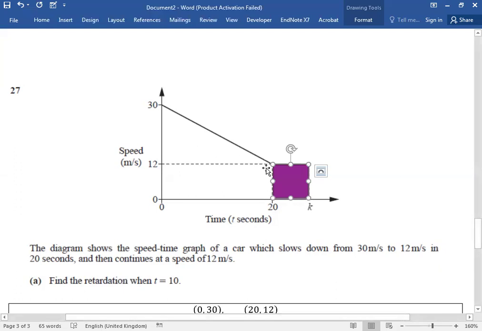How do I find the area of this one? Length into width. Length कितनी है इसकी? 12. And what about this width? K minus 20. For example, if I asked you ये वाली length, we have studied all this in coordinate units. इसलिए मैं कहता हूँ horizontal vertical length सीखो. If I ask you this length, what is this length? 30 minus 12. What about this one? K minus 20. ठीक है?